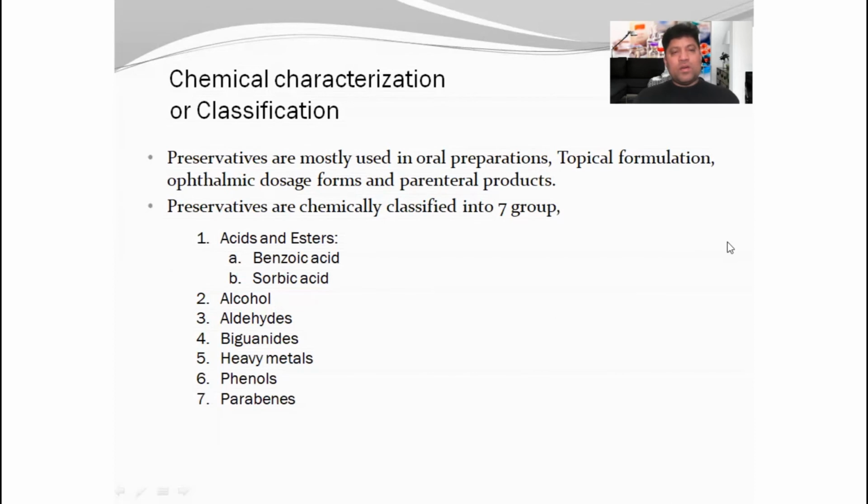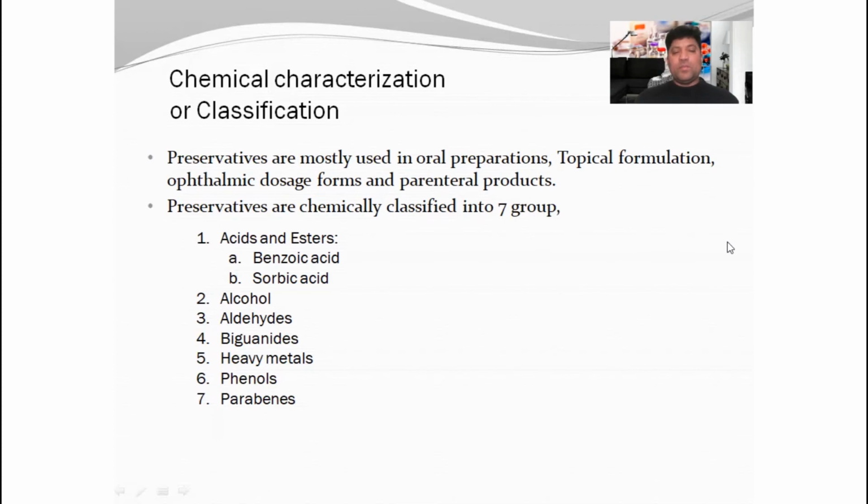Now, I would like to talk a little bit about chemical characterization and classification. Preservatives are mostly used in oral preparations, topical formulations, ophthalmic dosage forms, and parenteral products. So, wherever we use water as a major component, the pharmaceutical dosage forms need a preservative to protect them from bacterial spoilage. Preservatives are chemically classified into seven groups. Why do we classify them? Because we have to make it more understandable and conceivable.